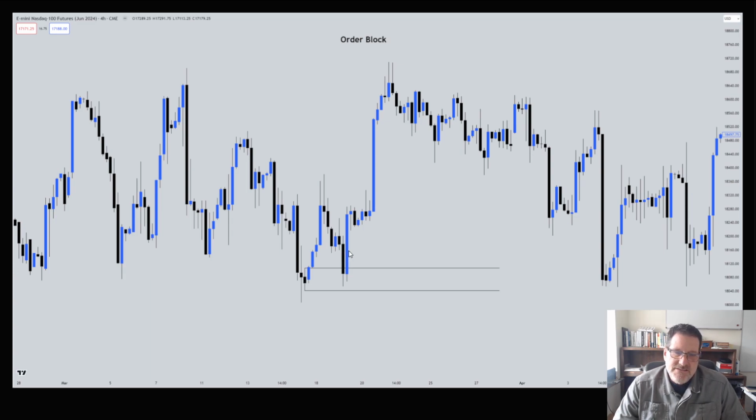And of course, it depends on the narrative of what price is doing. But in this case, we're just looking at a real simple one. Price is coming down, it makes a new low, comes up, makes a new high, comes down, and then comes back down, goes back up. So what do we notice? This last down candle before the new high was made, the move to the new high, that becomes an order block.